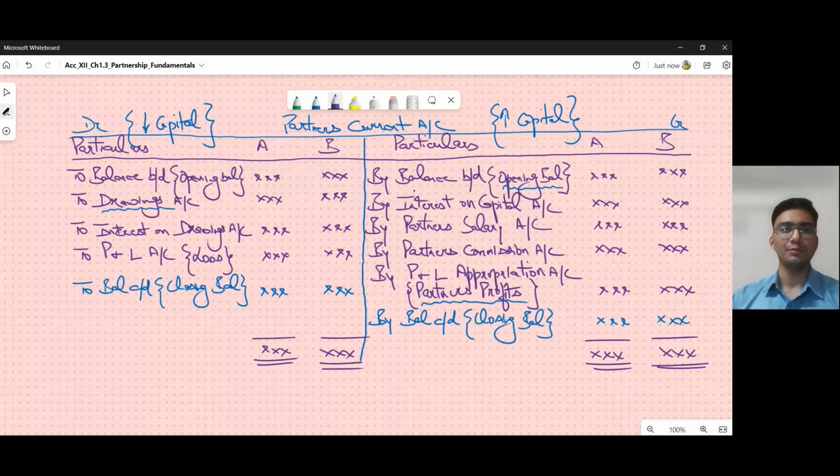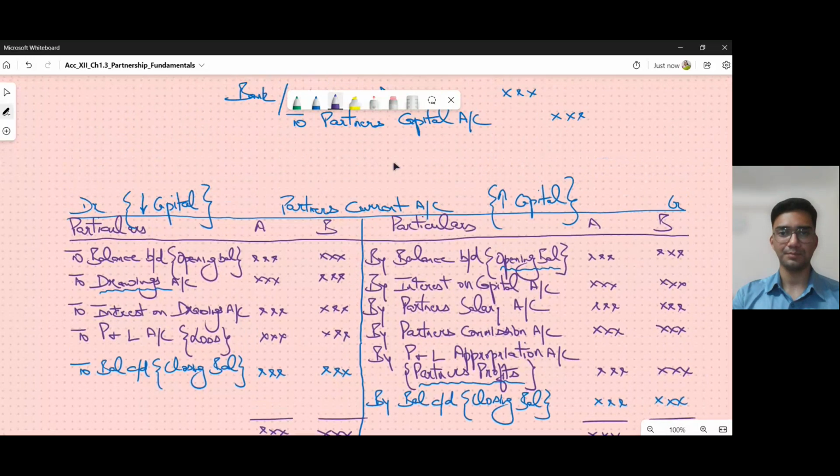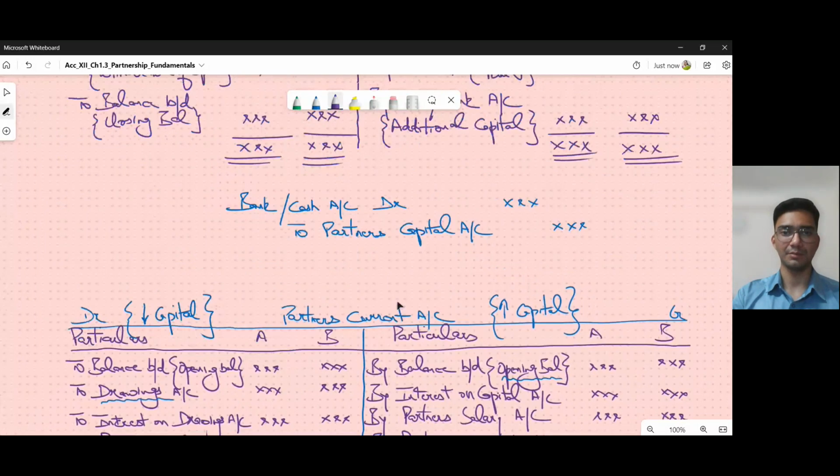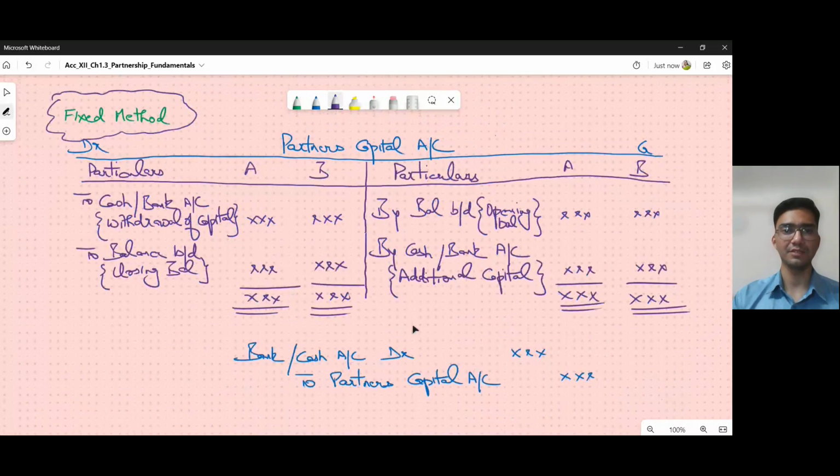Now, why do we maintain a partner's current account and a partner's capital account through this method? Let's understand this. You see the first account that we made. I'll just scroll up. This account that we made, the partner's capital account under the fixed method. We saw there are just 4 entries in this. So what all will come in this account?